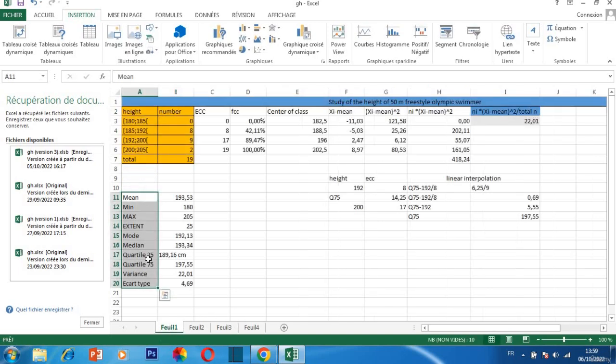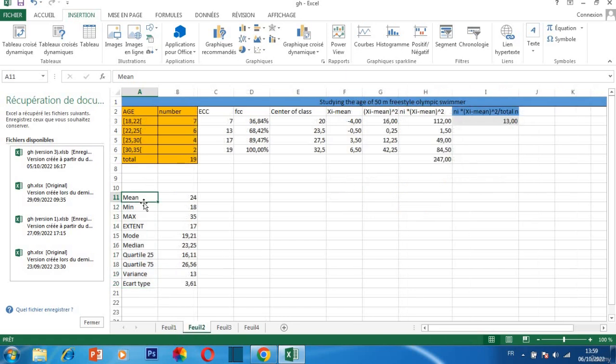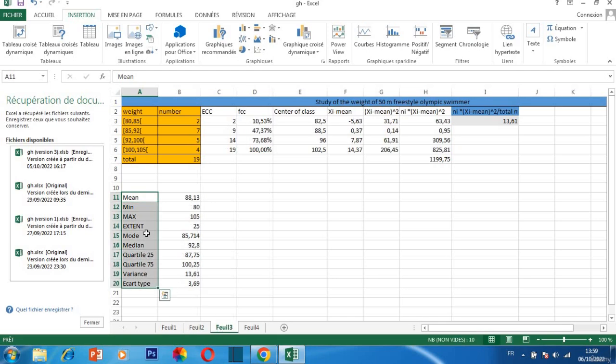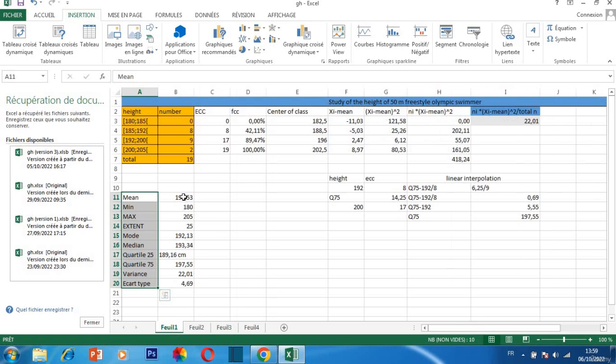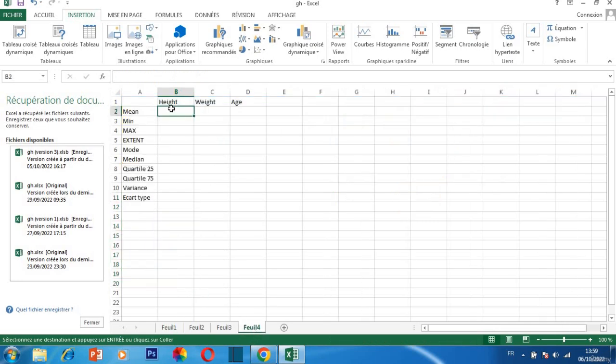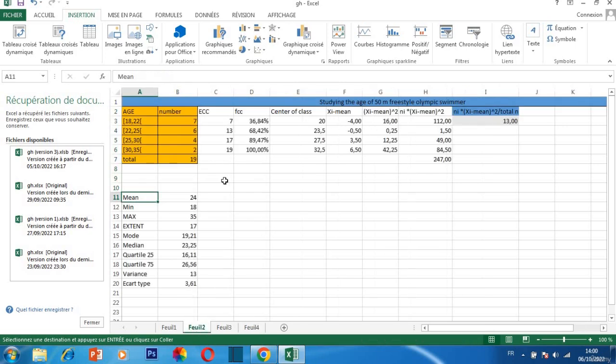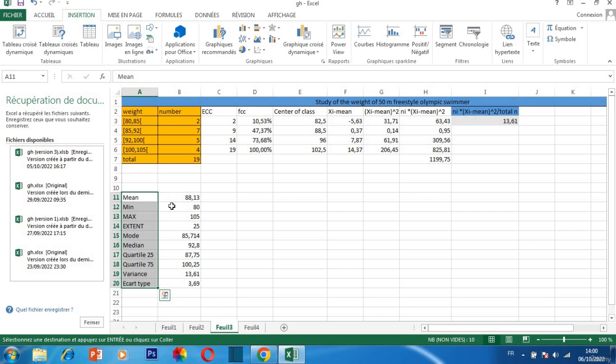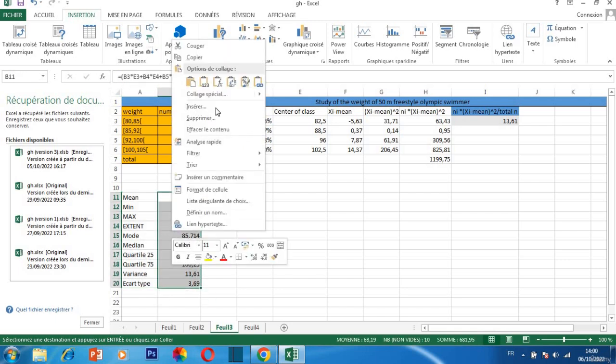We have here organized values, the whole organized value. The same thing here, the minimum, maximum, and extent. What you're gonna do is select for the height the whole values, copy. Here for the height we're gonna select that, exactly that. For the weight, the same thing. This is the weight, copy.